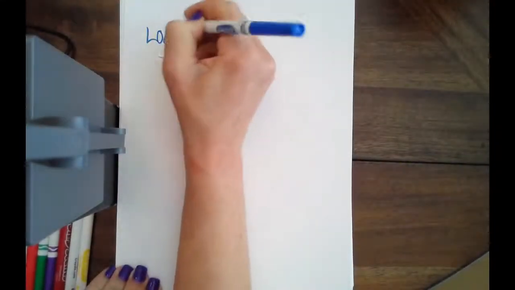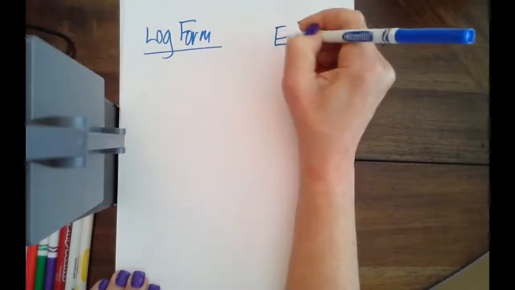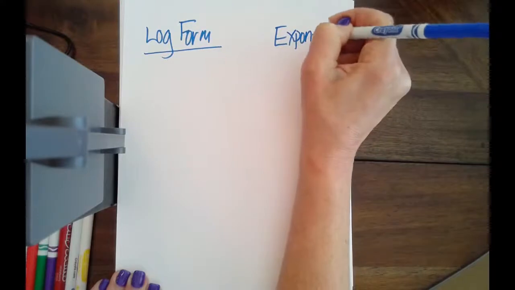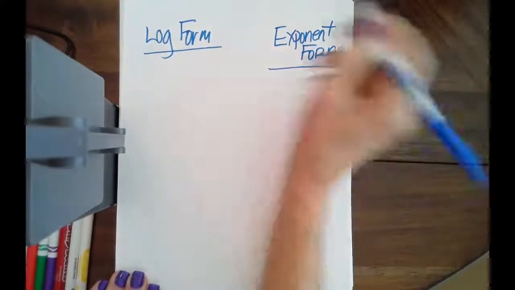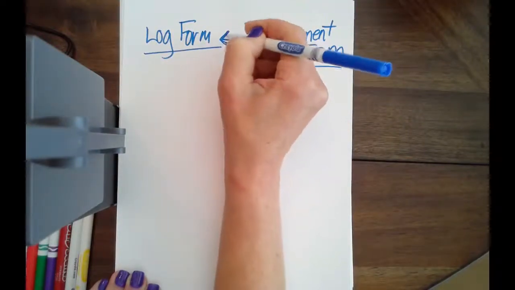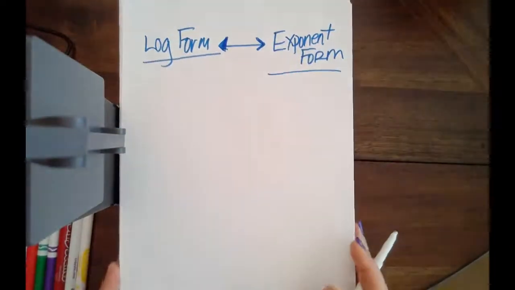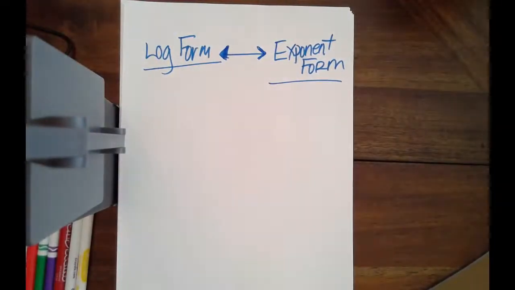Okay, so here's log form. Here's exponent form. Okay, and we're going to know how to go back and forth between the two. We're going to practice both ways. Just remember, it's all based on a base, an exponent, and a block.